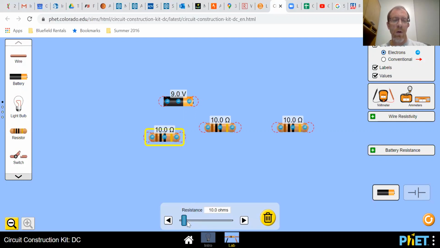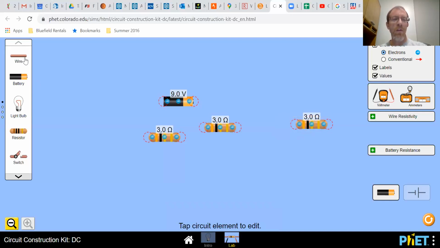There's a nice slider bar down there that I can use to take this to 3 ohms. You guys notice as I click this that the color bands on the resistors change. Those color bands tell us actually how much resistance the resistor has if we know how to read them. So there's 3 ohm resistors.